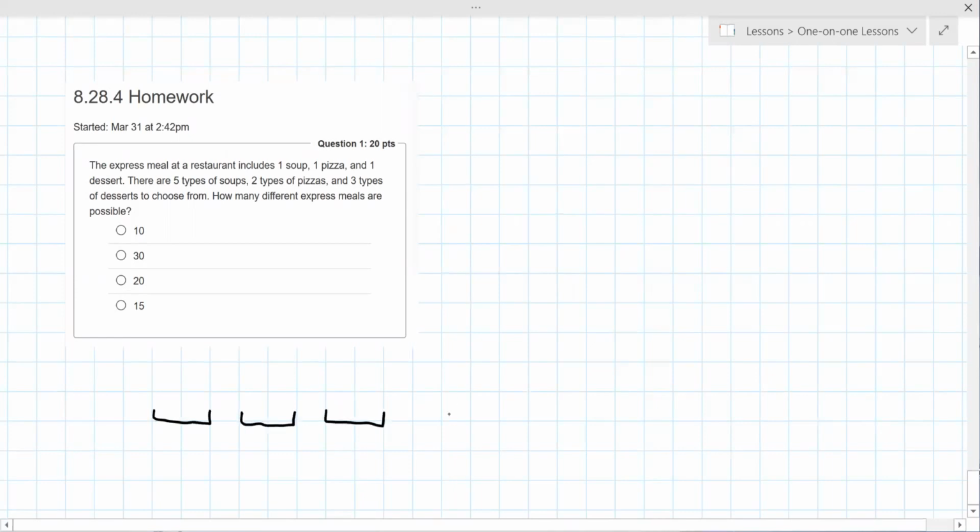All right, so I call this a bucket problem. This is a Hell's Kitchen special. All right, I'm Gordon Ramsay. I want one soup, one pizza, and one dessert. Okay, so that's where the buckets come from. Now, how many different types of soup are there? There are 5 types of soups, 2 types of pizzas, and 3 types of desserts.